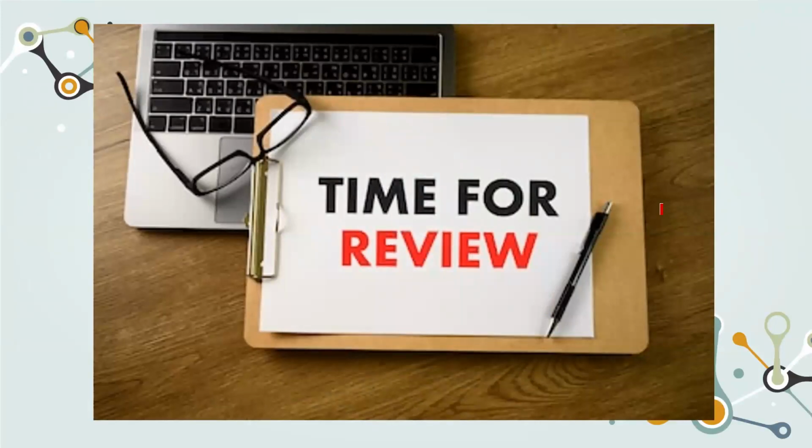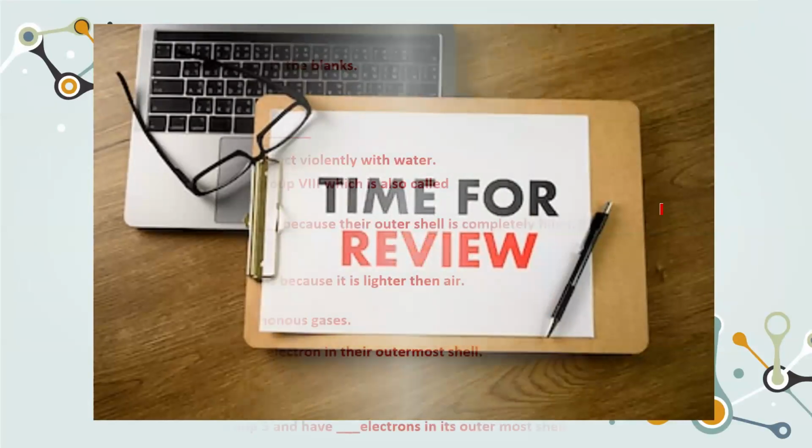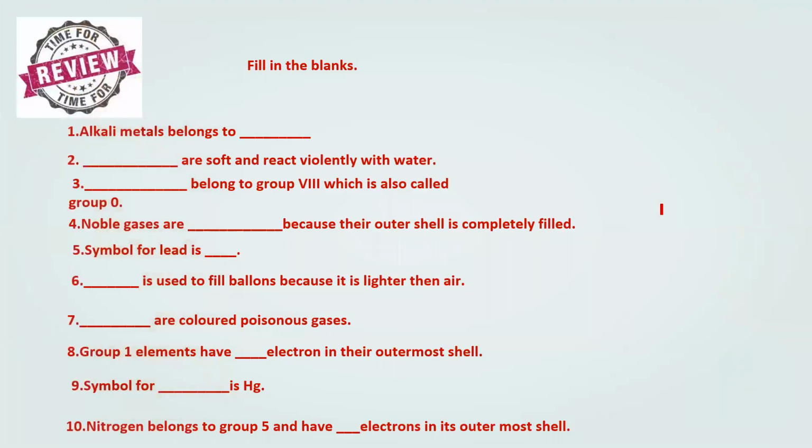Now, time to review our previous lecture. Previously, we were talking about the periodic table and different groups of the periodic table. So we have to fill these blanks, and it will give you an idea about the previous topics. Alkali metals belong to dash. Group 1. Yes, they belong to group 1. Very good. Come towards the next one.